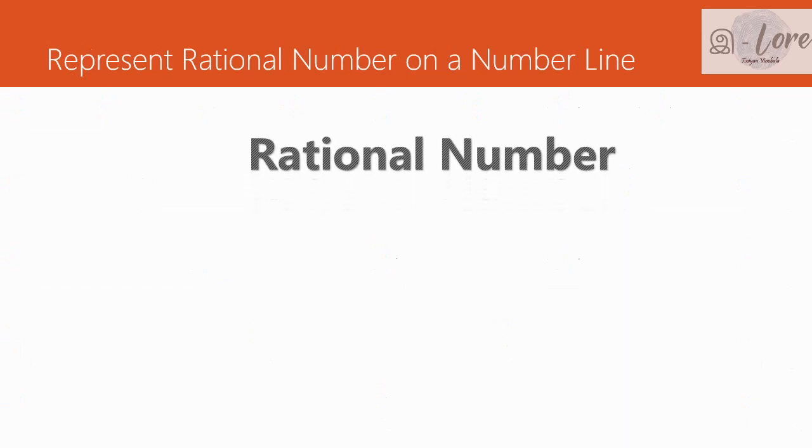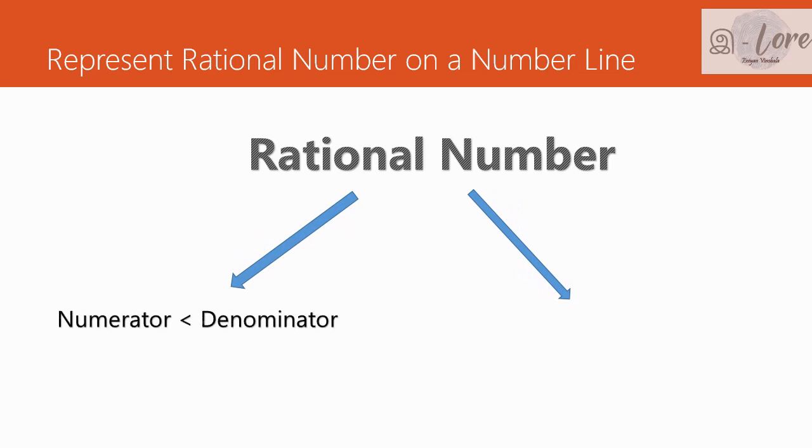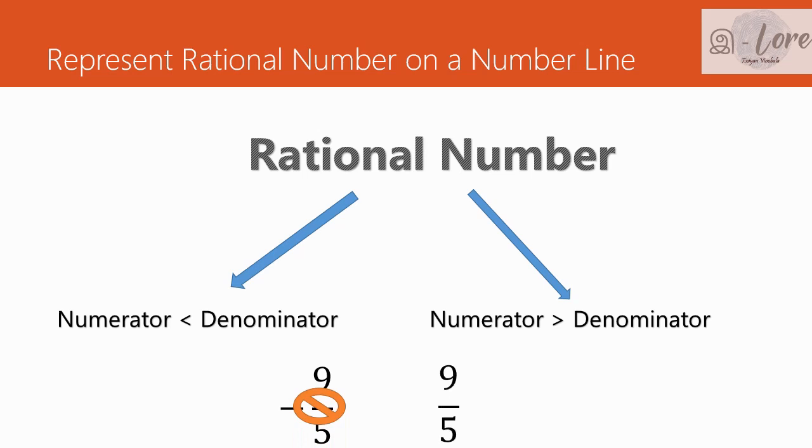The rational numbers are classified into two types. The first one is where the numerator is less than the denominator. The second one is where the numerator is greater than the denominator. Okay, we understand how to represent a numerator less than the denominator and a numerator greater than the denominator. So how do we represent -9 by 5 on the number line? We only have to consider the numerical value. For example, for -9 by 5 you consider 9 by 5 only. We do not consider the minus.